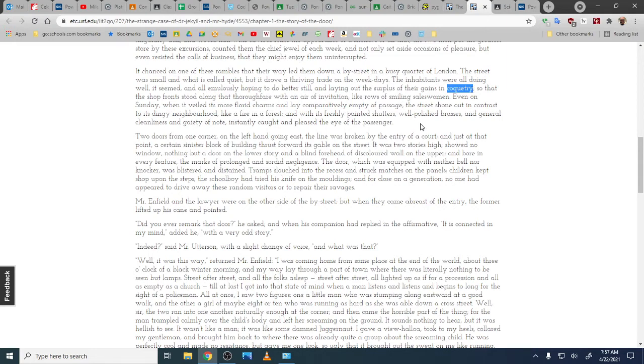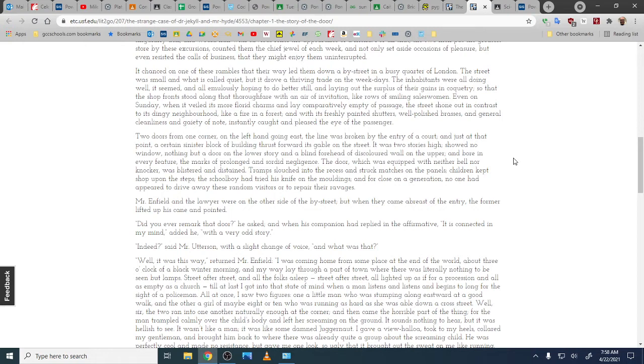Two doors from one corner, on the left hand going east, the line was broken by the entry of a court. And just at that point, a certain sinister block of building thrust forward its gable onto the street. It was two stories high, showed no window, nothing but a door on the lower story, and a blind forehead of discolored wall on the upper, and bore in every feature the marks of prolonged and sordid negligence. The door, which was equipped with neither bell nor knocker, was blistered and disdained.